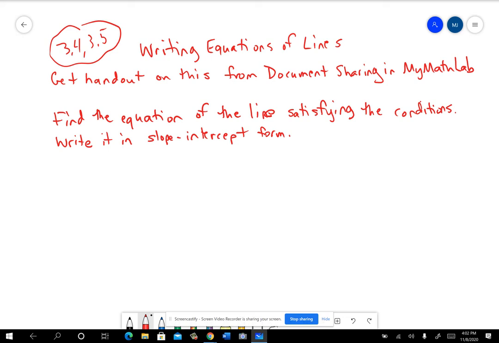All right, so I want you to get the handout on this from document sharing in my math lab. I'm going to be working through some problems off of that handout for you, okay? I'll also, I think, go ahead and post the answers to it when I'm finished, okay?